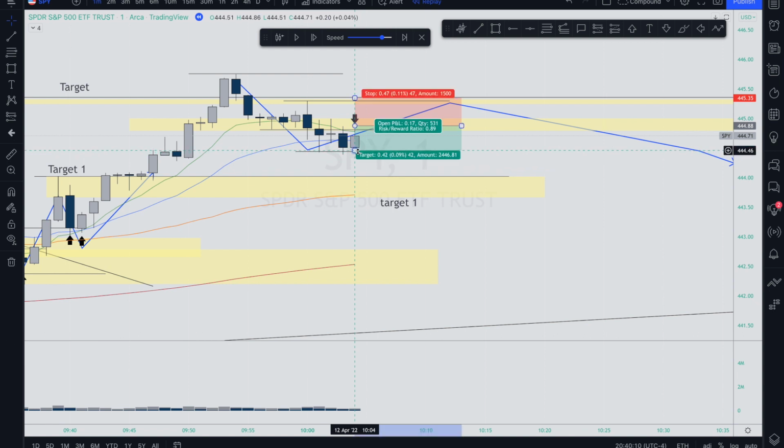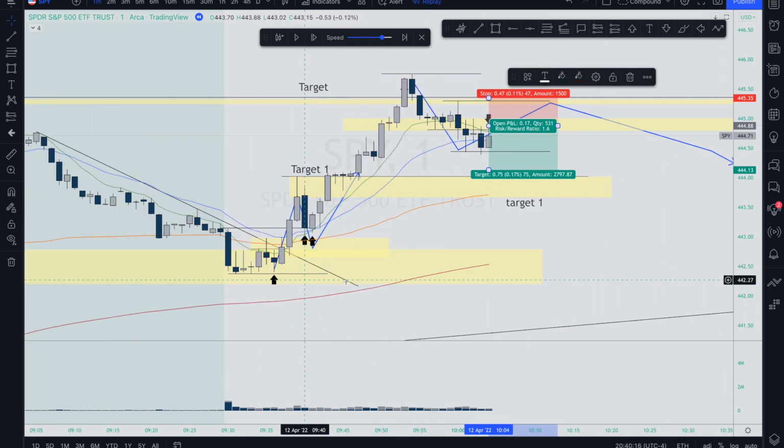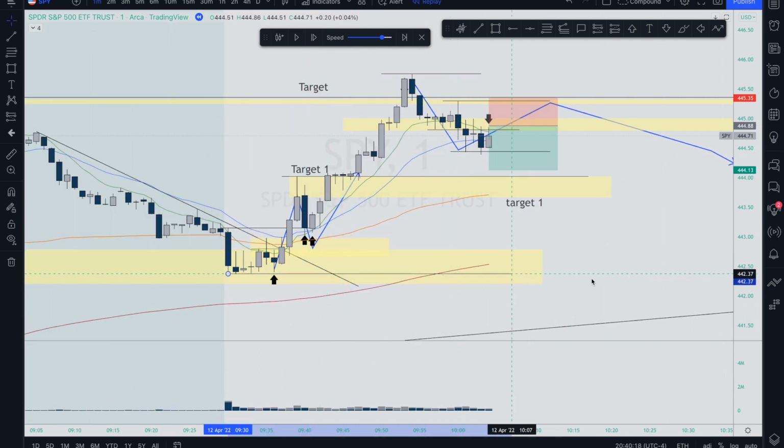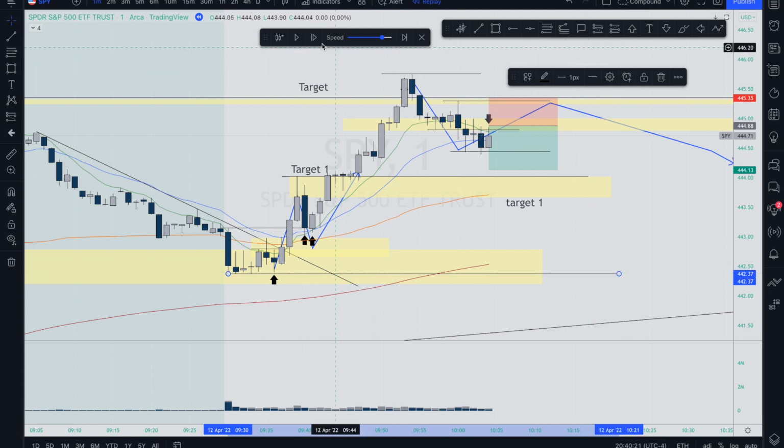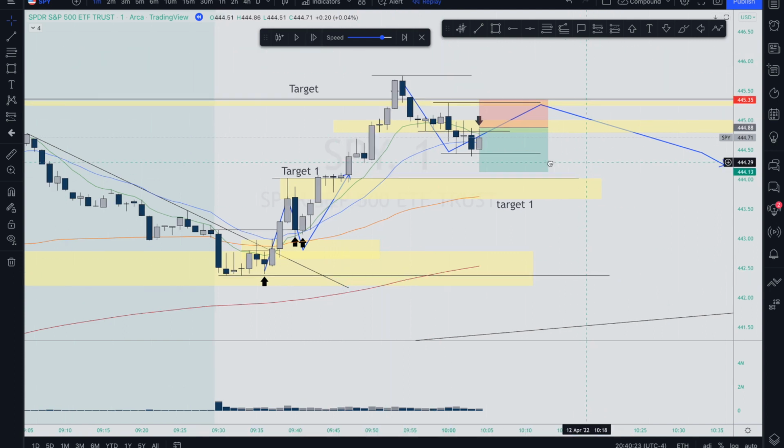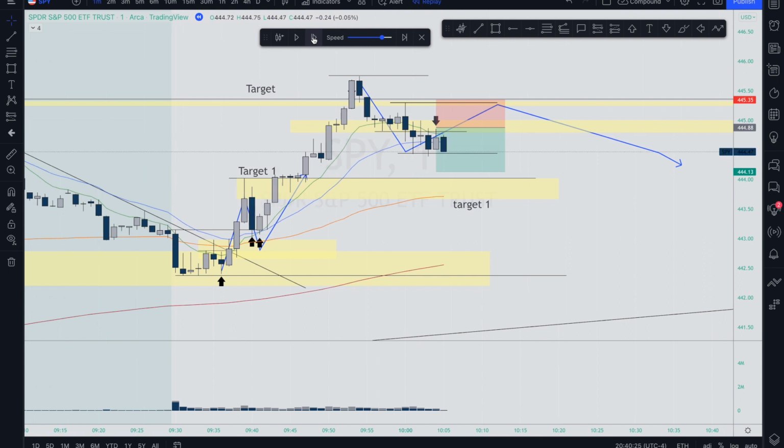It's not as big as I like it to be, but you could play to this structure base here. I would take some off there, and then your next move is low of the day. So shoot for down here. Let's see if we get a push up. This is a position I might look into scaling into also.